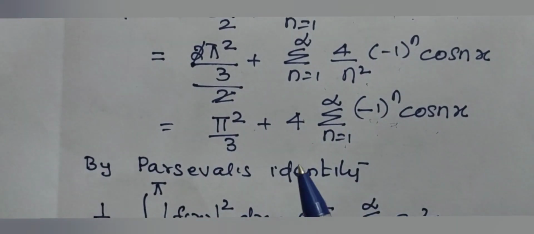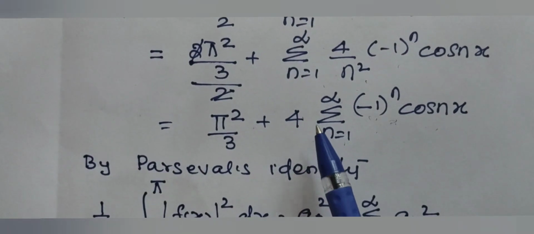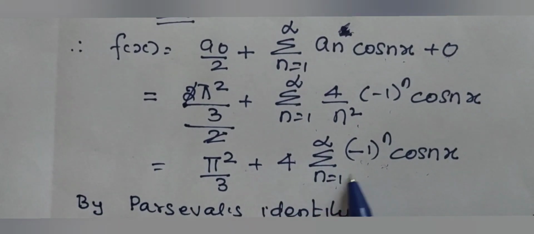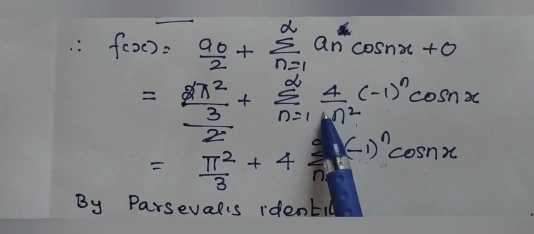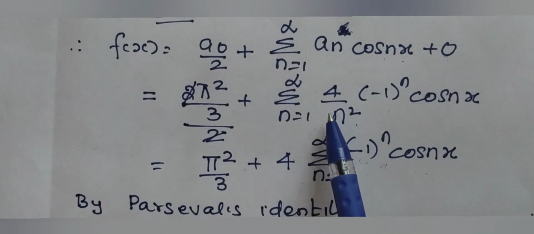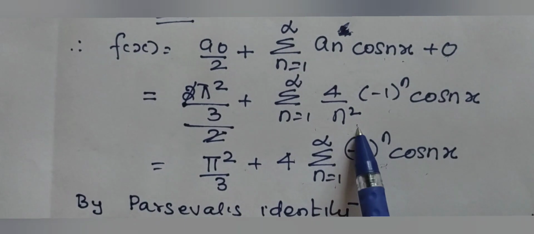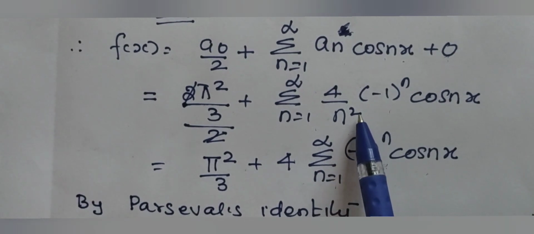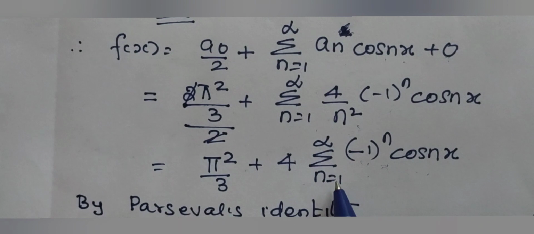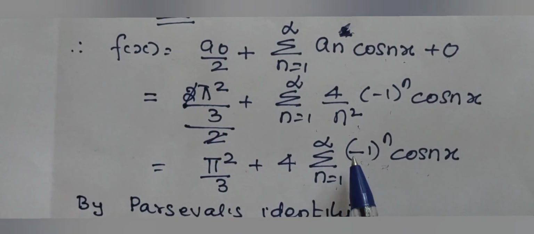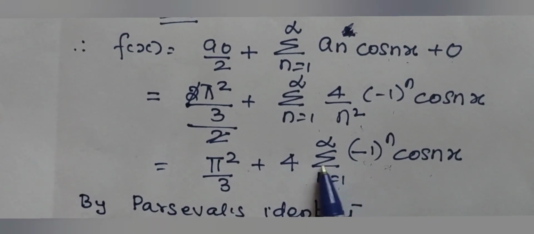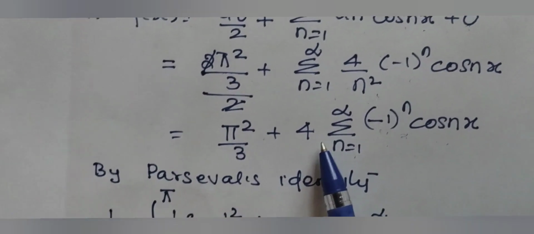Now Parseval's identity. Why do we have to apply Parseval's identity? Because here we have n square only. When you put n is equal to 1, we get 1 by 1 square, 1 by 2 square, 1 by 3 square only. But our required answer is 1 by 1 raised to 4, 2 raised to 4, 3 raised to 4. So in such cases, we can apply Parseval's identity. The question will not say to use Parseval's identity. You only have to identify it.